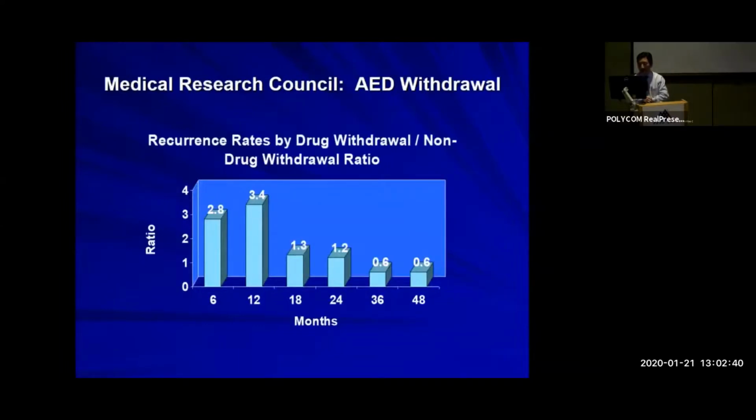This is just the odds ratio of having a seizure, comparing the patients who are taken off medicines versus not. The interesting thing is that patients who are taken off medicines had about 3 times the risk of having a seizure during the first year. Then after that, the chance of having a seizure was no different based on medication. So it doesn't mean that they're going to be seizure-free. If you make it to the 1-year mark, then your chance of having a seizure off medicine is about the same as people who stayed on medication.